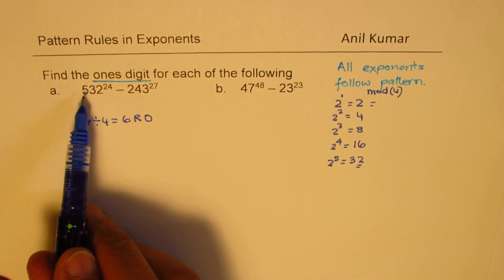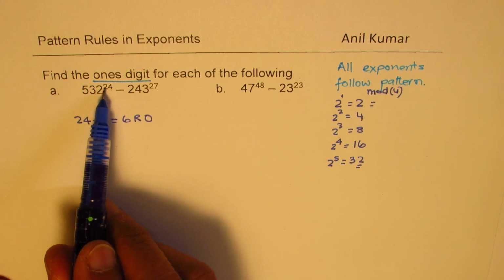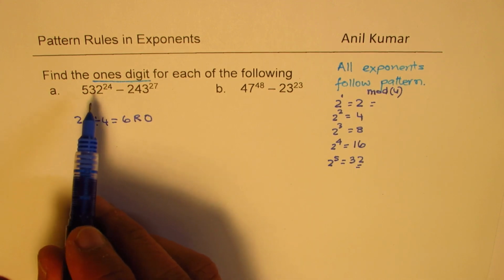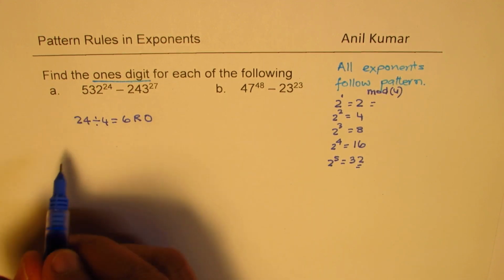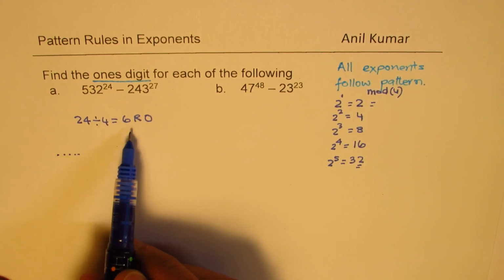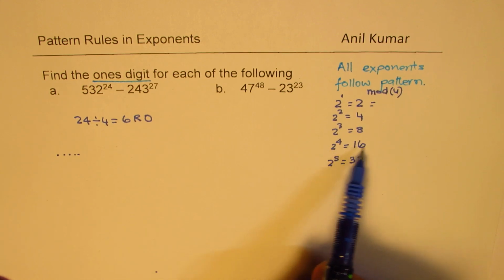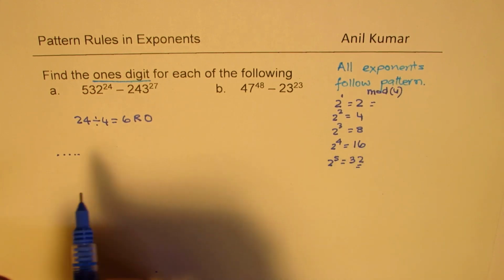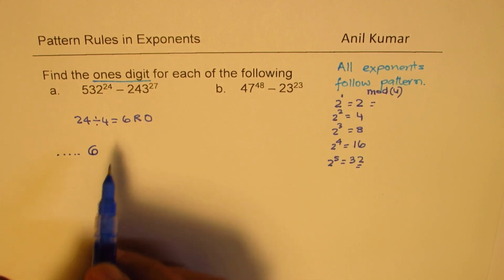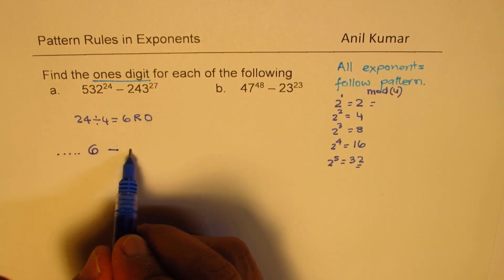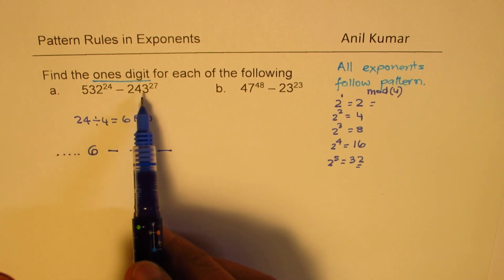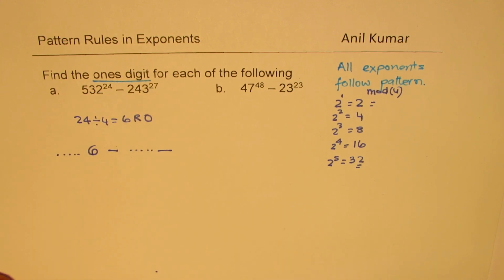That means as far as 532 to the power of 24 is concerned, let's figure out what number will be in the ones place. So for 532, some big number, however, at ones place, a multiple of 4 gives you ones place as 6. So this number here will be 6. So we are now bothered about 6 minus this big number. We need to only figure out what is there on the ones place for 3 to the power of 27. Do you get the idea, right?